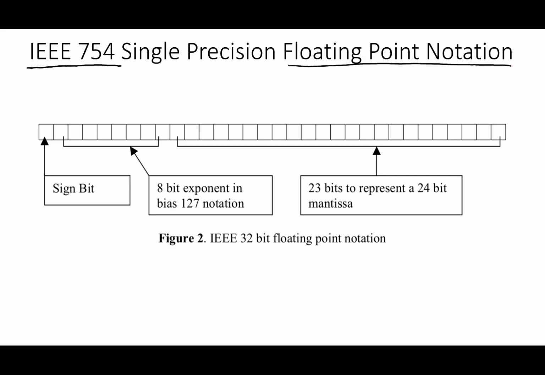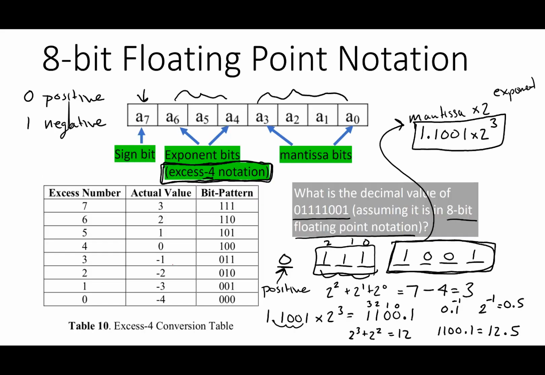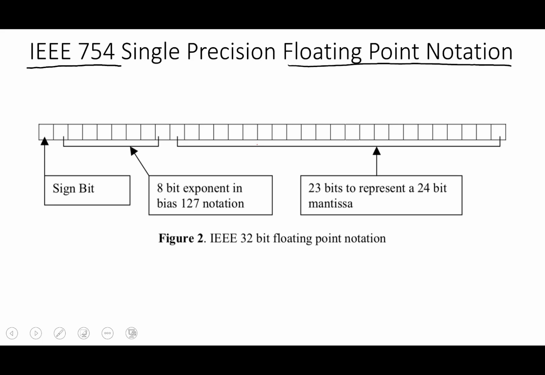First of all, if we go back to the 8-bit floating point notation, remember we had a sign bit, we had exponent bits, and we had mantissa bits. We have the same thing with IEEE 754. So we have a sign bit, and we have 8 bits to represent our exponent.